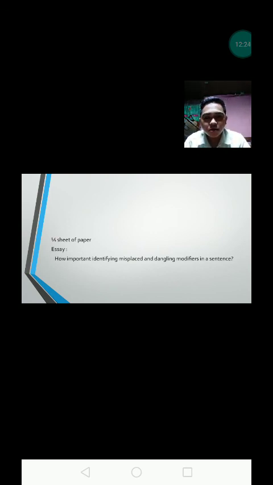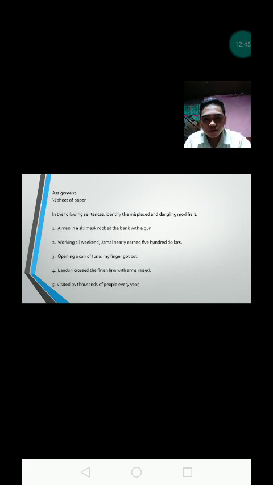So here's our activity and also our test for today. How important is identifying misplaced and dangling modifiers in a sentence? It is an essay type question, and please answer it on one sheet of paper, and I will give you 10 to 20 minutes to answer it. So here's our assignment. In the following sentences, identify the modifiers, and just post your answer in our Google Classroom.